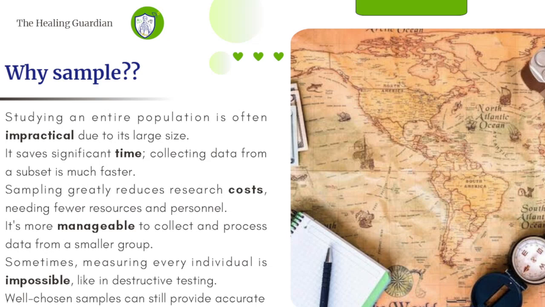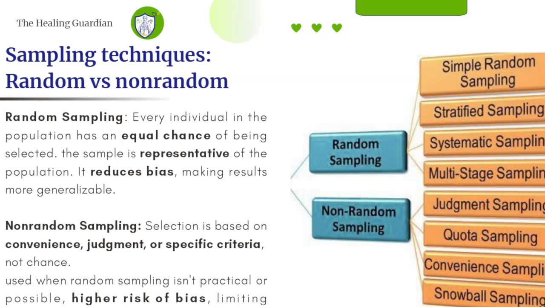It is manageable. Many times it is impossible to measure the whole population, like in destructive testing. You are testing a new drug. How will you test it on everyone? So you have to pick out samples which have to be representative. Then they give you an insight about the rest of the population.